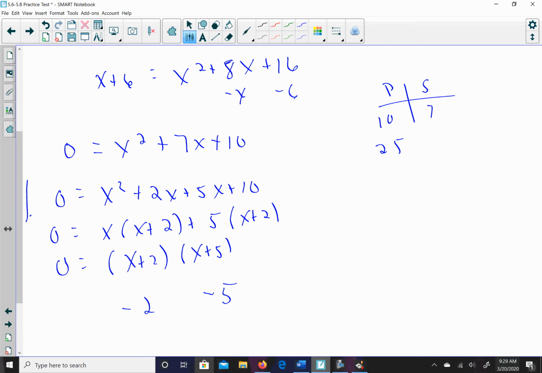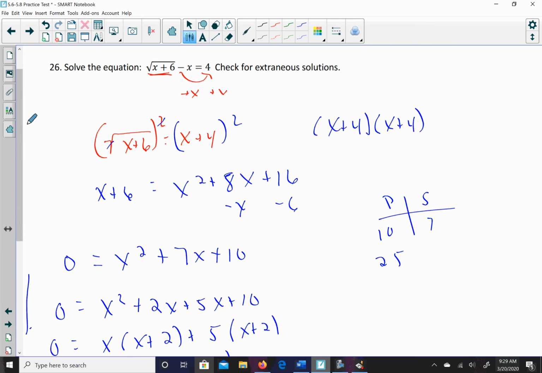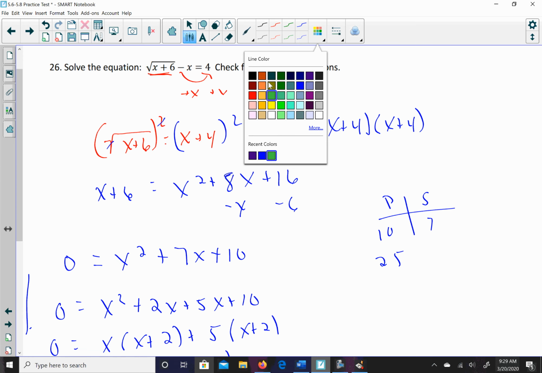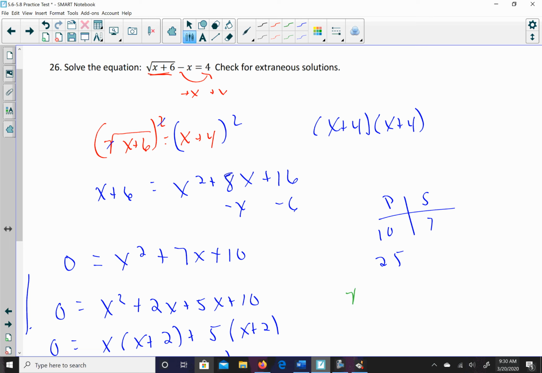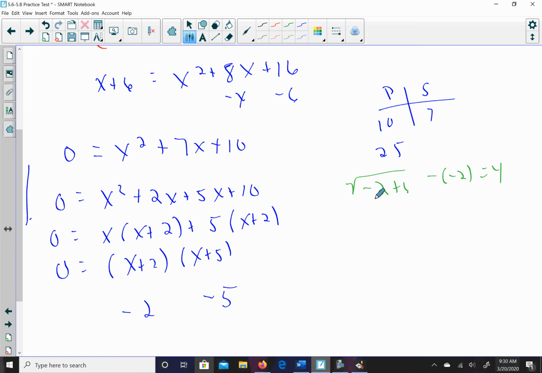Going back to the original, I'm going to put in negative 2 first. So I'm going to have the square root of negative 2 plus 6 minus a negative 2 is equal to 4. Again, I can throw all this side in my calculator if I want, but this will be the square root of 4 plus 2 is equal to 4. So I get 2 plus 2, so I get 4 is equal to 4, which works. So negative 2 works. Now I'm going to try negative 5.